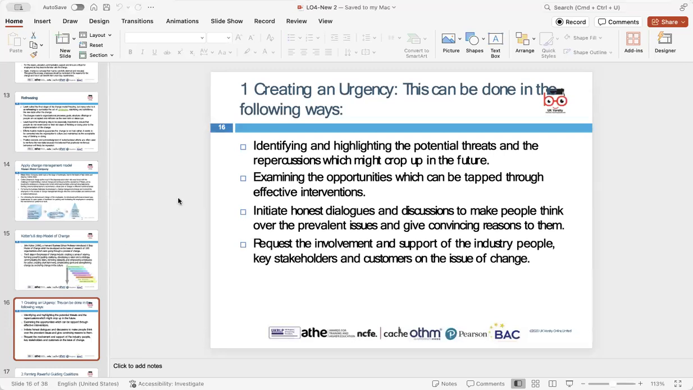So the first step is creating urgency. This can be done in the following ways. The first step in Kotter's 8-step model, creating a sense of urgency, is important for initiating change. When an organization recognizes the need for change, it must act quickly to build momentum. Urgency motivates employees and leaders to take action and reduce complacency.